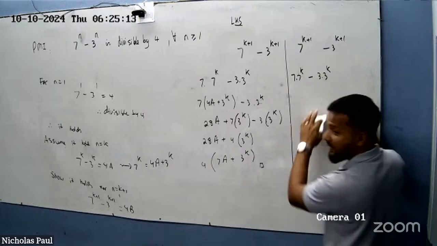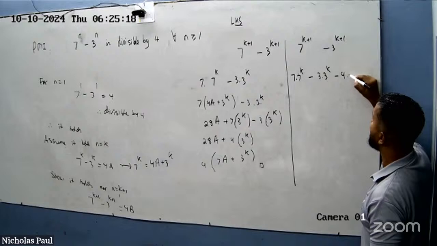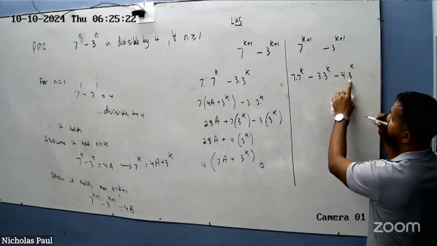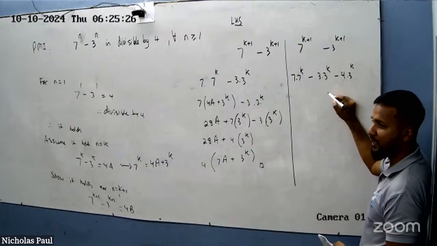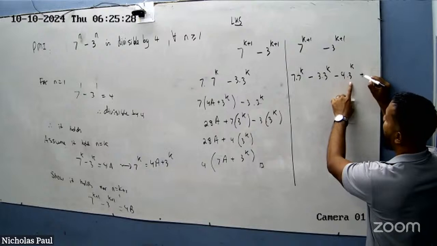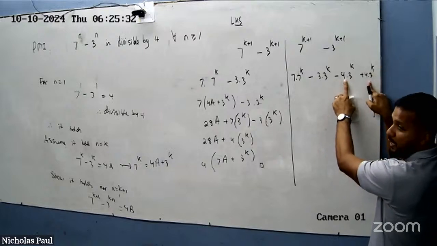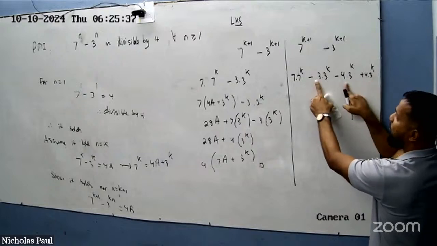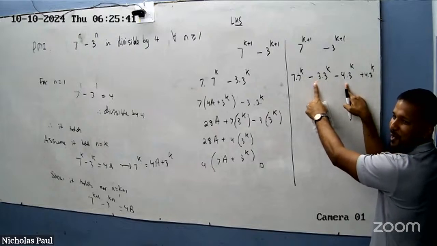Minus 4 3 to the k, right? Minus 4 3 to the k. But if you minus 4 randomly, that will mess it up. So if you minus 4, could I add back 4? Because that'll give me 0, right? And now can I put these two together? No. Why can't I put these two together?